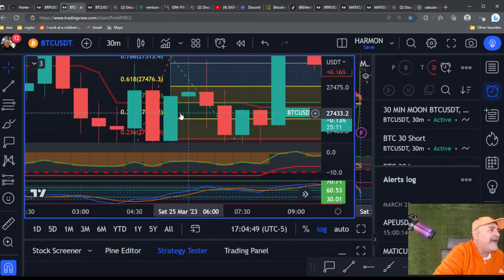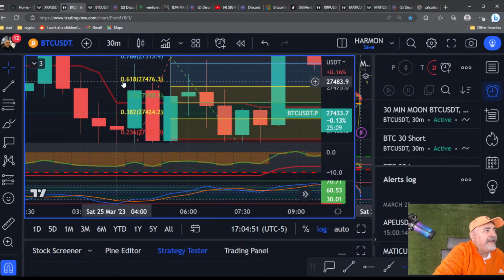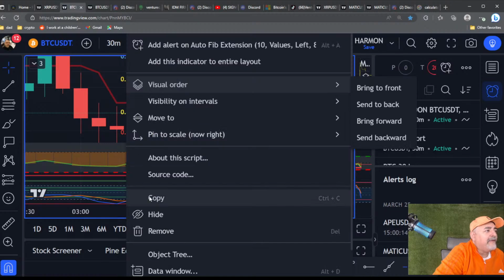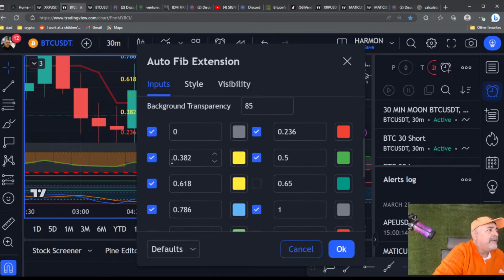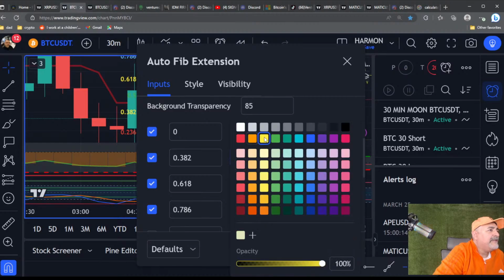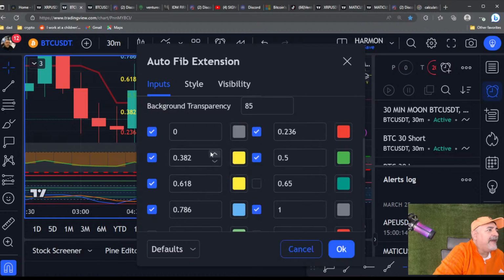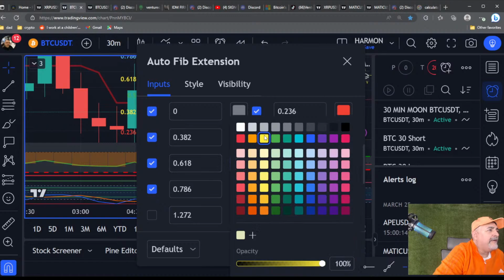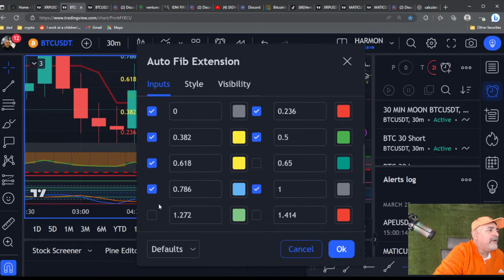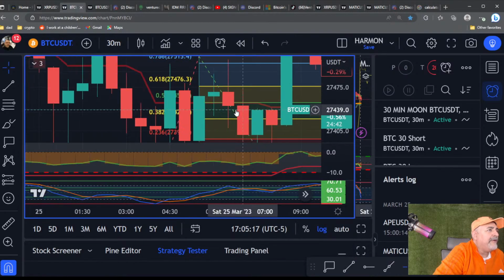How do you make these lines yellow? You go to the Fibonacci and you right click or click on settings. Go to your settings. Scroll down. You will see a number 0.382. Change that color from green to red to yellow. Then click on the side. Go to the number right below it, 0.618. Click on that color. Turn it yellow. That is the golden pocket. Then you hit OK, and that's it.